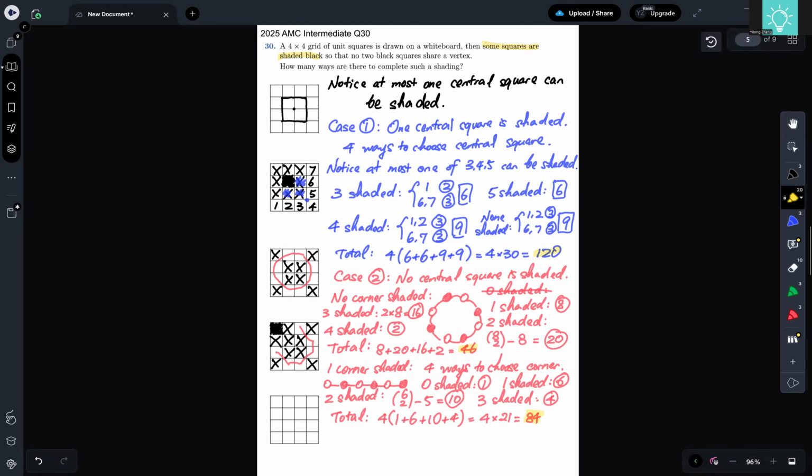Now, if we shade 2 corners, we have to be careful because the 2 corners can be next to each other or they can be opposite. And they are different cases. So let's take a look at the opposite corners shaded first.